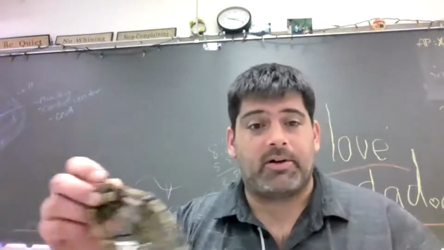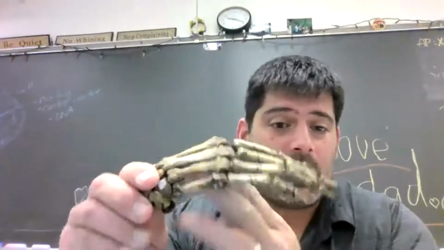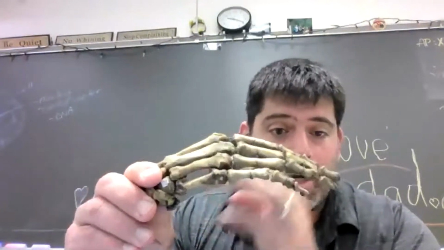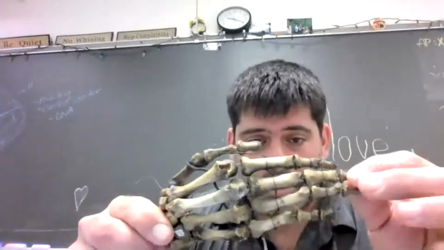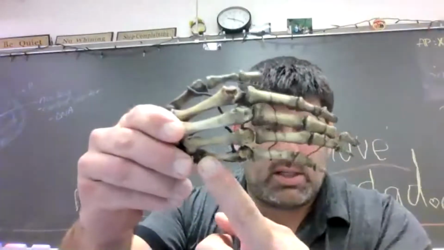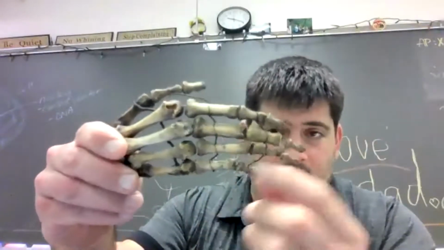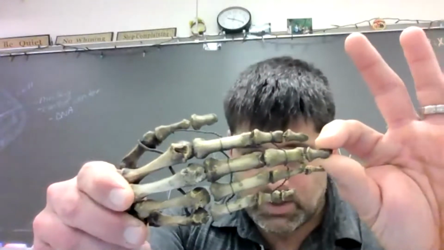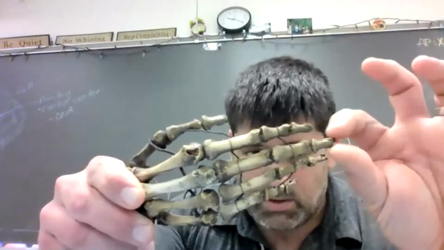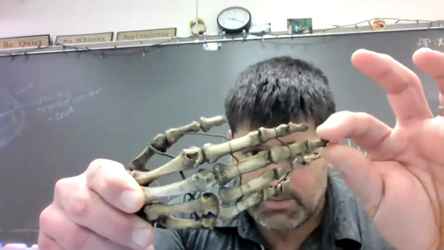I also have here a human hand, intact, complete. And here we see the bones of the hand, and you can see these are obviously long bones. Even these tiny little ones, the distal phalanges, are long bones. They're longer than they are wide.